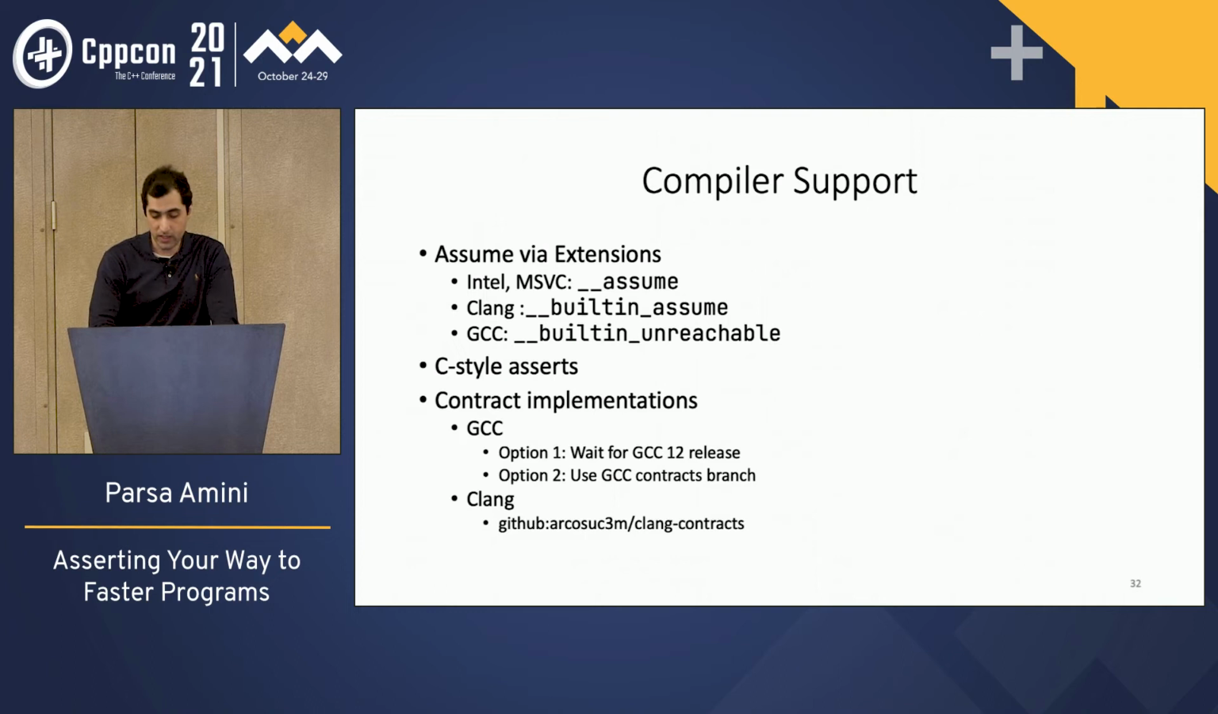As for contracts, if you want contracts, C-style asserts already exist. You can use them to enforce your contracts. The caveat is that they're asserts, they're macros, and they're not structured C++ syntax. But if you want actual contract implementations, either you can wait for GCC 12. Next April, I think, is what's going to be released, which plans to implement contracts. Otherwise, you can check out the GCC contracts branch today. It's also on Godbolt. There's also a Clang implementation that seems to have not been active recently, and I haven't gone to test it.